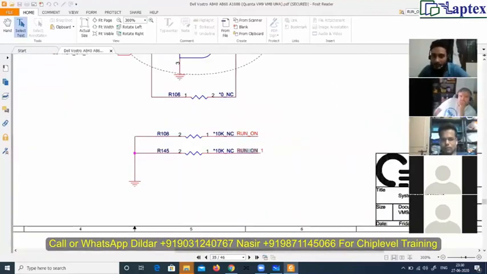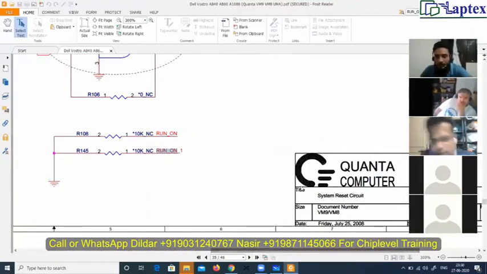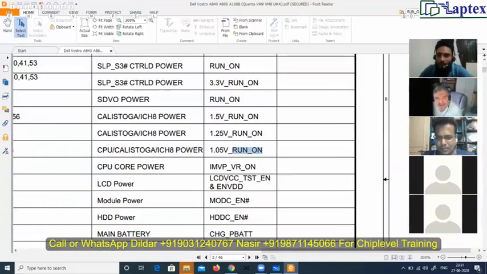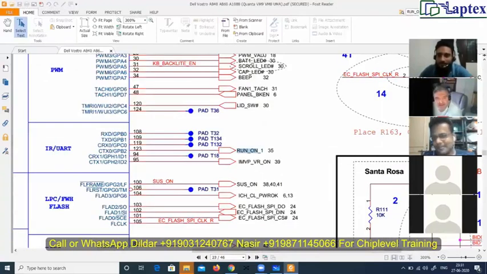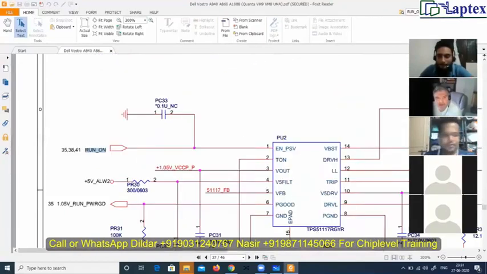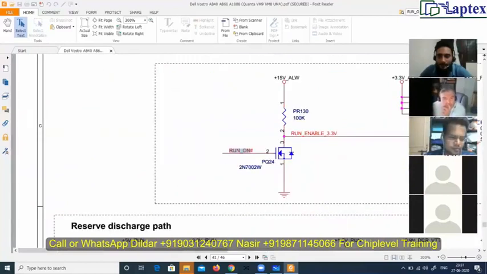How will you check? You will remove this resistor and put a wire. Yeah, but it is marked with a star. Jump it, no problem. Let me see. Somewhere it will have a resistor, because I checked it, so I know. I removed that resistor. Okay. 0.0, yeah, 0.5. Run on one, also 2.